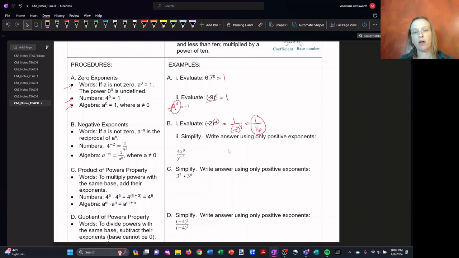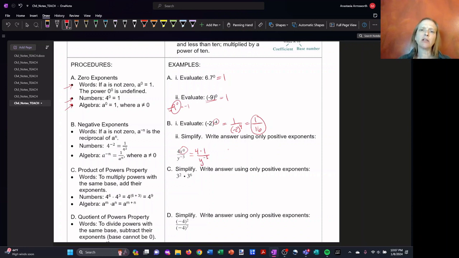Let's look at an example that uses variables instead of numbers. So here we have 4 times x to the 0 power divided by y to the -3rd. So once again, we have one of these negative exponents here, and we're asked to simplify and write the answer using only positive exponents. We need to get rid of that -3 there. What I'm going to do first is, because I have x to the 0 power, I know x to the 0 power is just 1. So I'm going to rewrite this as 4 times 1 divided by y to the -3.